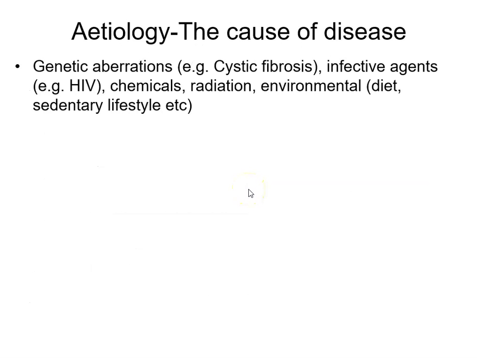Okay, first we'll deal with etiology. So whenever you see the word etiology, you're dealing with the cause of disease, and diseases can have many different causes. So genetic aberrations, if you're looking at something like a genetic disease, cystic fibrosis, infective agents, HIV, COVID-19, chemicals, radiation, environmental. These could all be put down as the cause of disease.